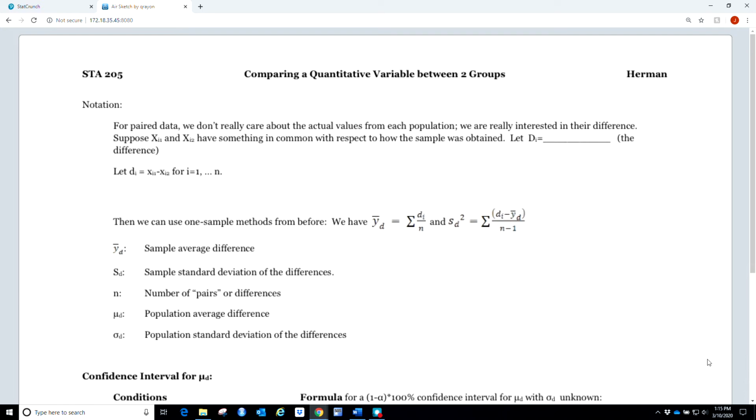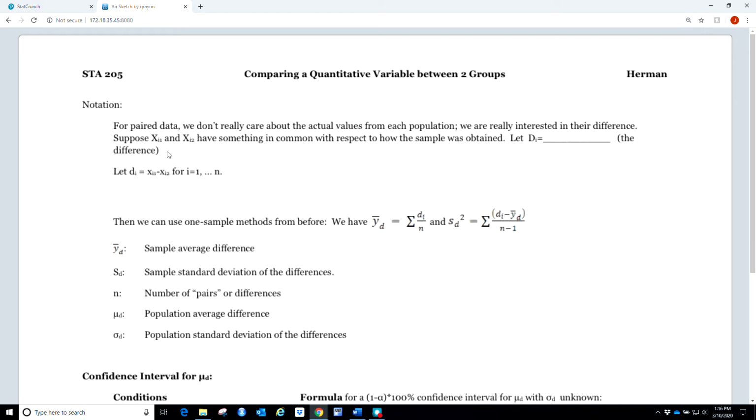In this video, we're going to dive in looking at a paired or dependent sample and focusing on its confidence interval. But before doing that, we're going to discuss what we're going to do with paired data first. So when it comes to paired data, I don't truly care about the actual values from each population. What I really want to know is the difference between those two values.